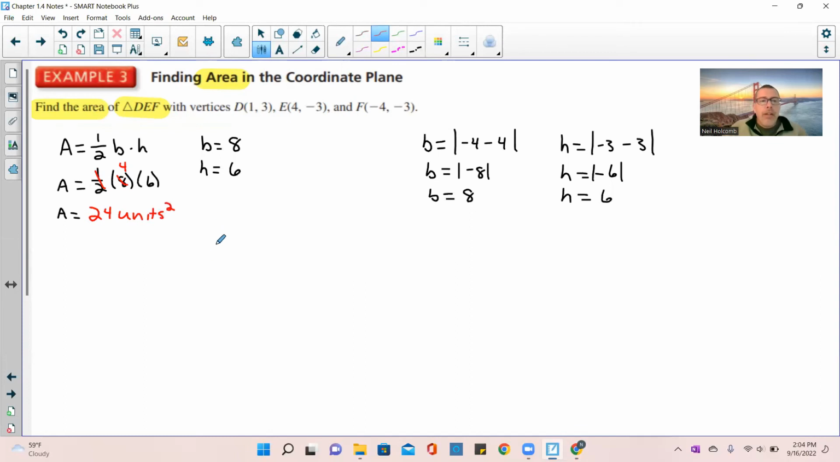Okay? You always want to have that when you're naming it. And the reason for that is, here's how I should have written my equation. A equals 1/2 times 8 units times 6 units. If you write the word units into your formula as you're doing it and you multiply, then you're going to get units times units, which is units squared. Okie dokie.